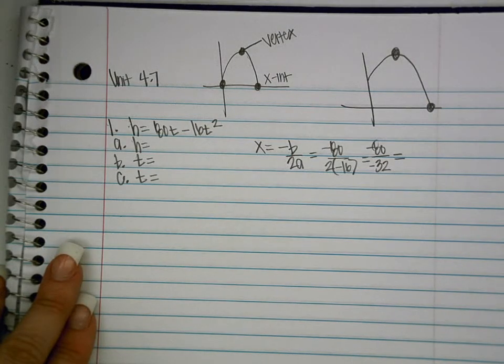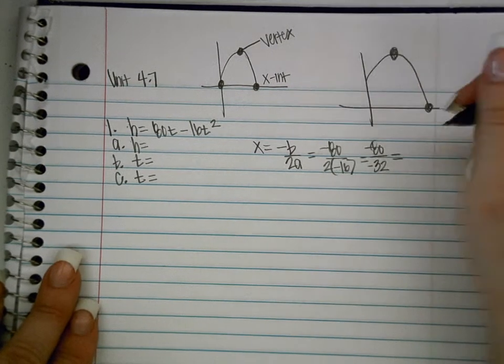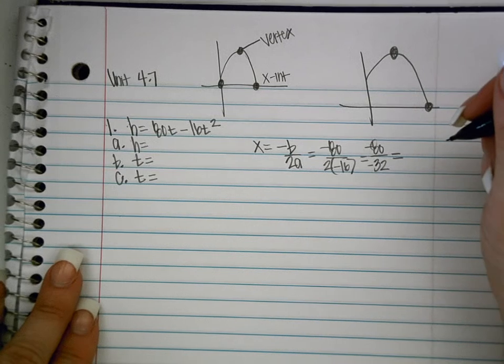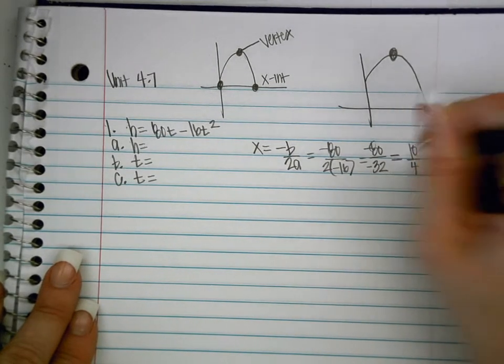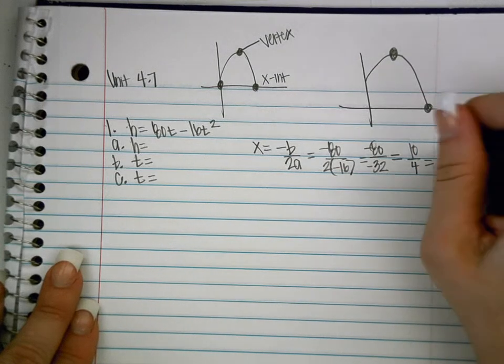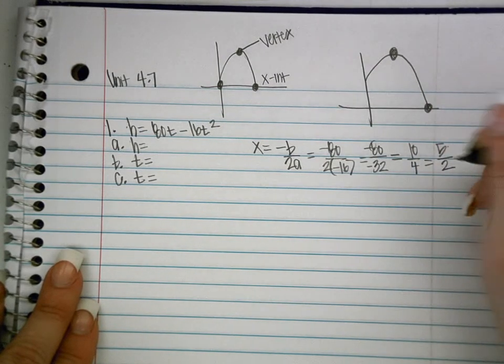Yes, it's a fraction. How can you reduce that fraction? What goes into both 80 and 32? 8. 8 goes into both, so that would be 10 over 4. Can you reduce that again? 5 over 2. What am I finding here? The height or the time?